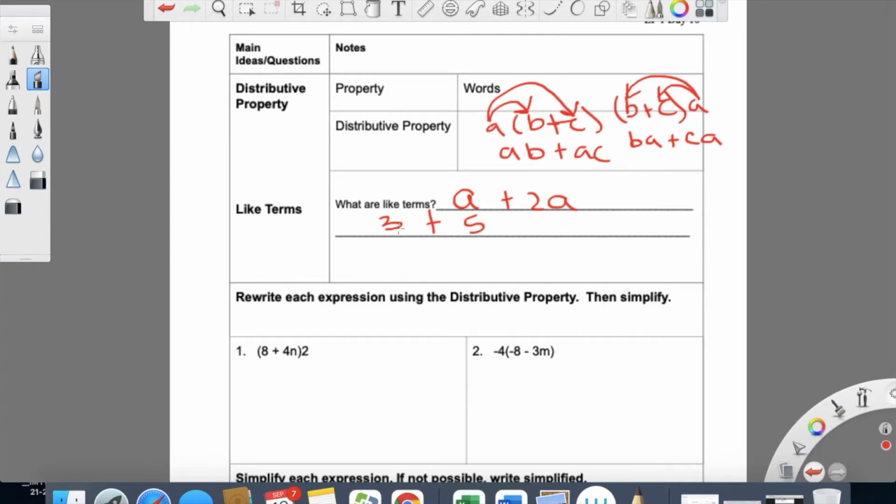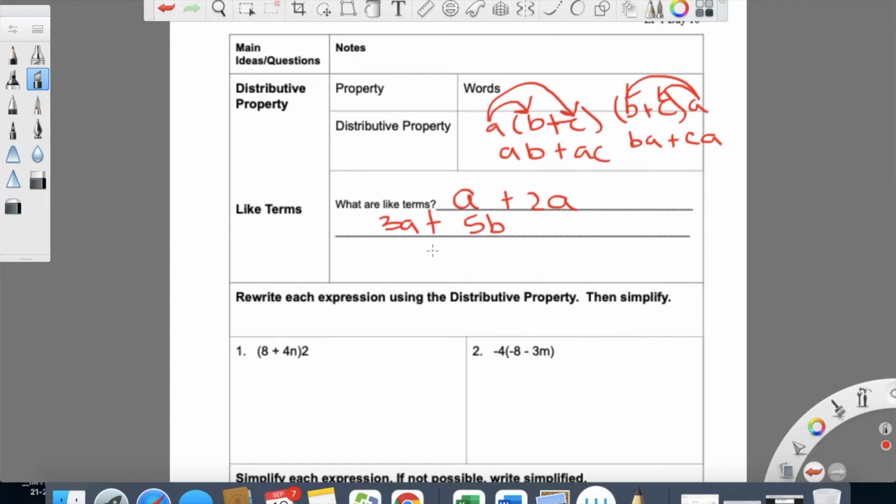So I can say 3 plus 5 is 8. I can combine them. But if I go A and B, now they're not like terms, and I always like to associate, like maybe this is apples and bananas. Well, I can't add them together. They're different things. They're different numbers. I need to know what they are first.